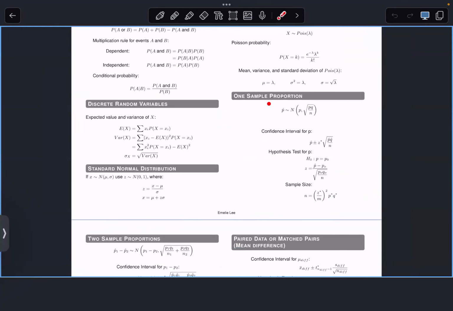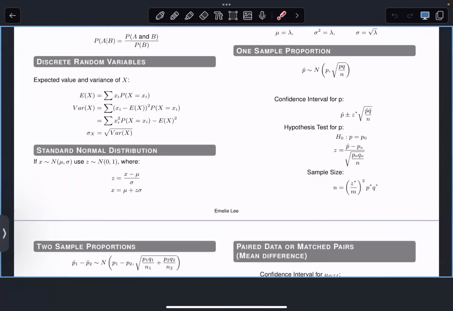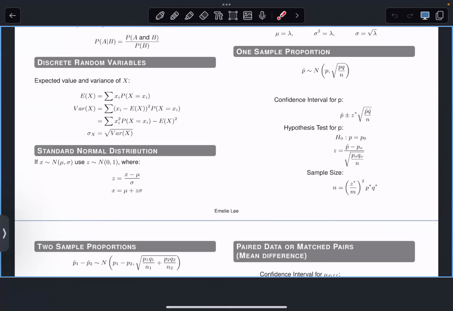But once you have the type, if you said, okay, this is a one sample proportion type of question, then this is where you are on your formula sheet, right? Oh, and I forgot to grab some, but hopefully you all have a copy of the formula sheet. I'll start bringing them again, but I forgot.